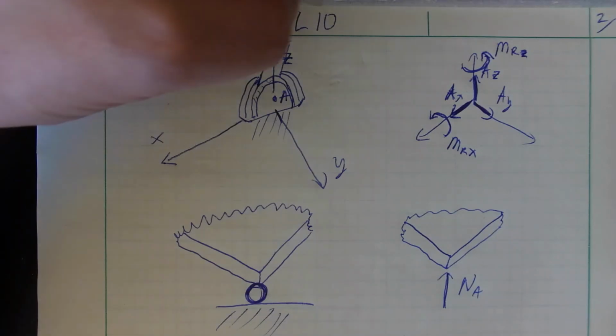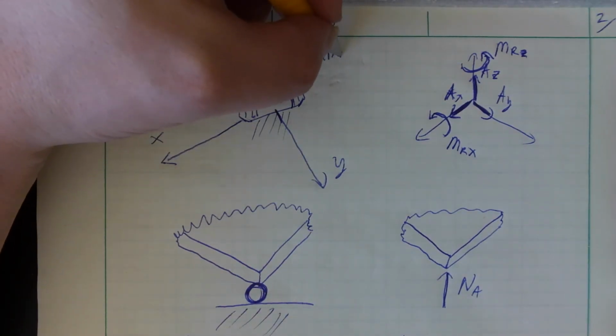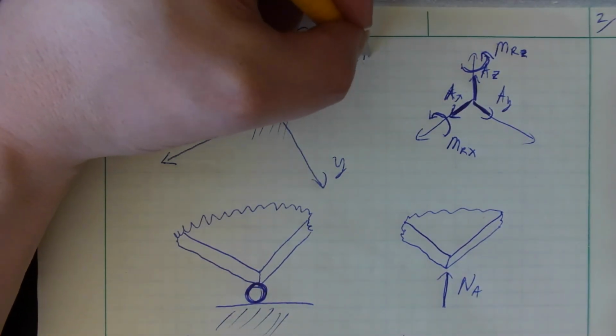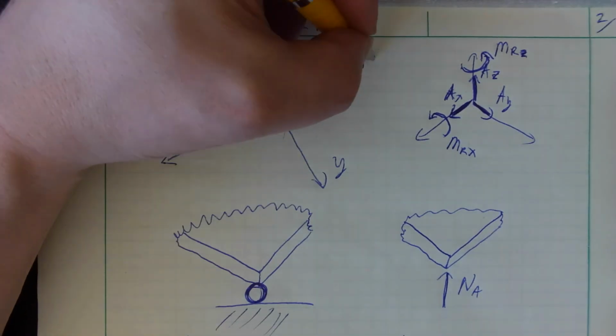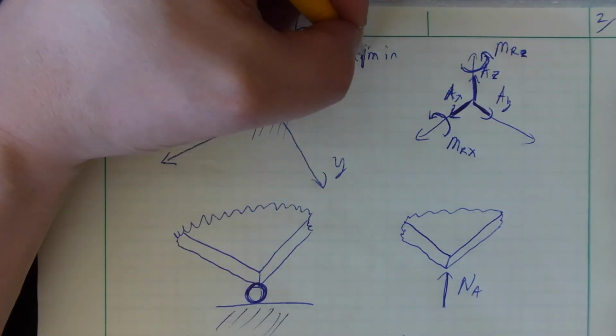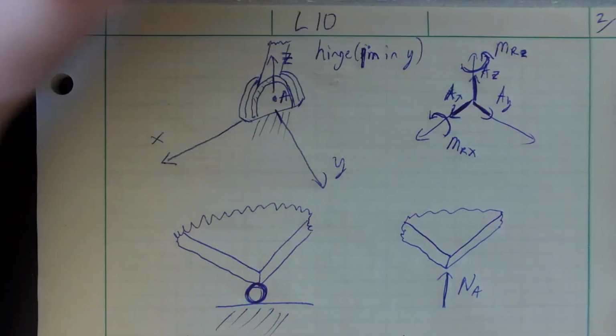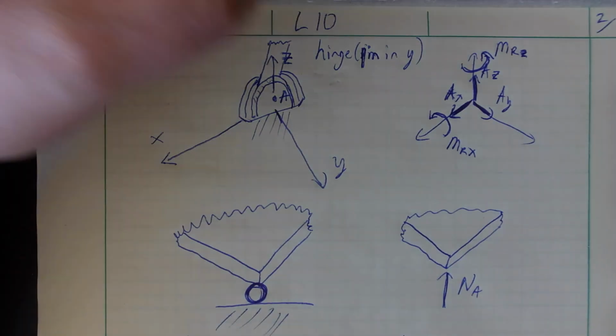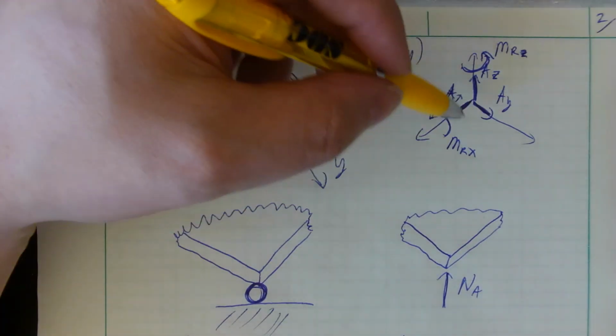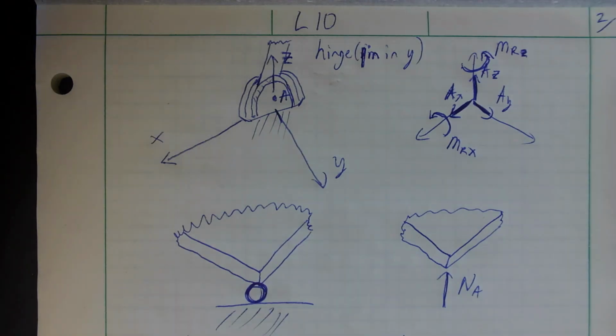But if I've got, as we said, a hinge, and this is a pin, with the pin in the Y direction, then it's like this. Whatever direction the pin's in, there's no reaction moment in the direction of the pin.